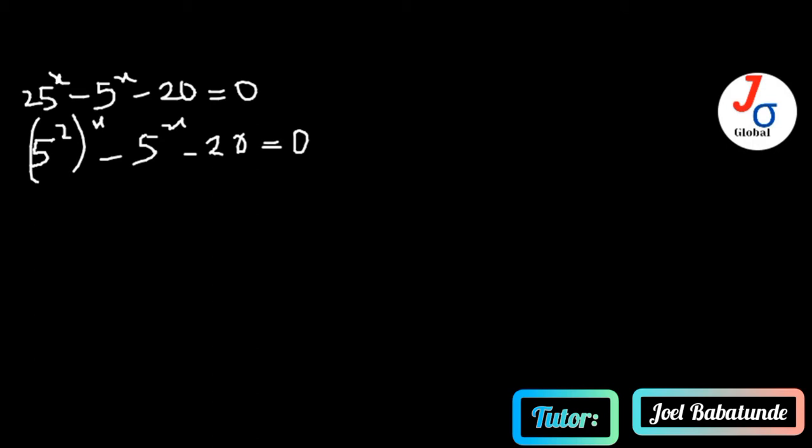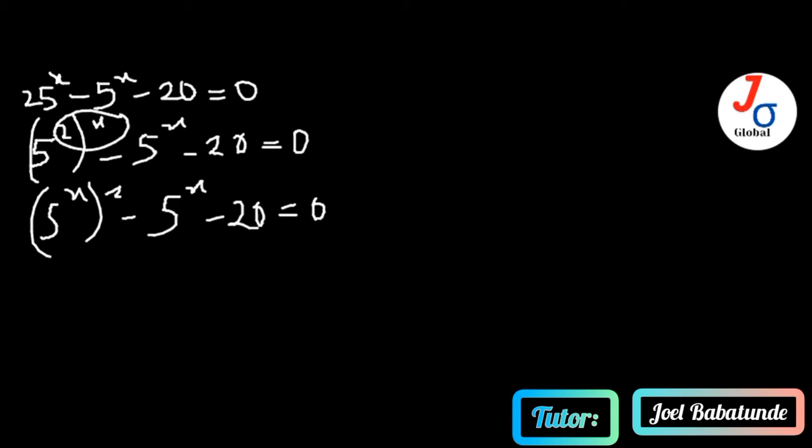Okay, since this is 5x, I can make this also 5x inside the bracket. So now how do I do it? I'll go with 5 to the power of x all squared, minus 5x, 5 raised to the power of x, minus 20 equals 0. Now mind you, 2 times x will give you 2x, and x times 2 will also give you 2x. So I've not done anything magical about that.